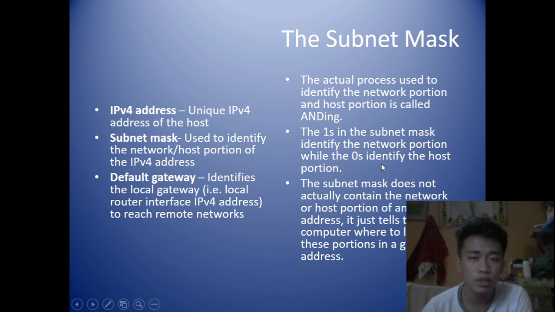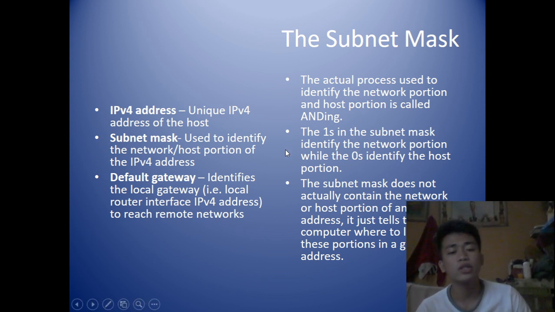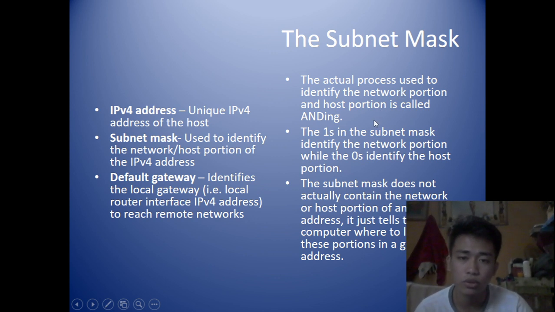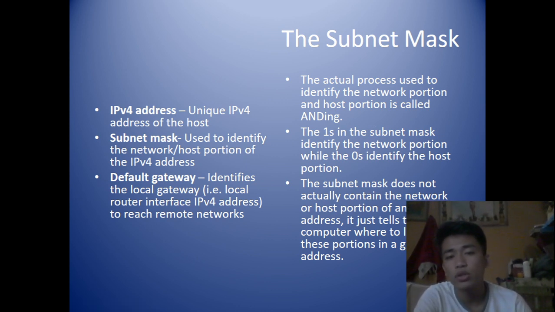The subnet mask, the IPv4 address, is the unique IPv4 address of the host. The subnet mask is used to identify the network and host portion of the IPv4 address. The default gateway identifies the local gateway, i.e. the local router interface IPv4 address, to reach remote networks. The actual process used to identify the network portion and host portion is called ANDing.